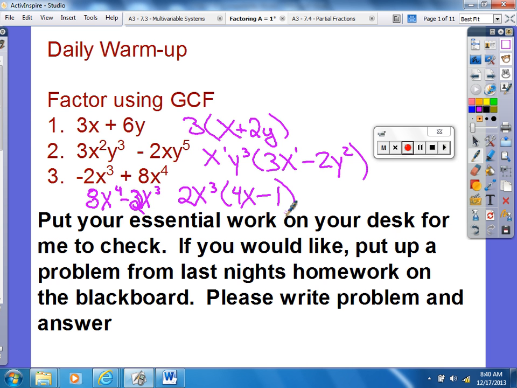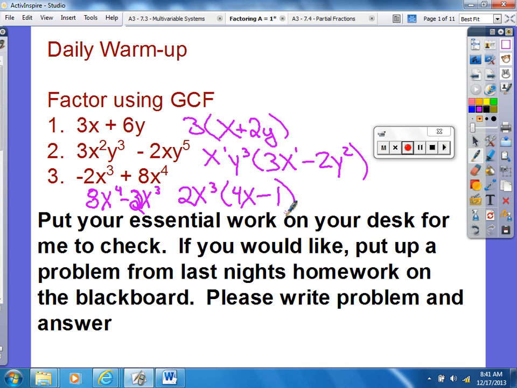Okay. And Spencer, yesterday, that's where I talked through the entire process. What number comes out of everything, what letters are in common, what's the smallest exponent, and so on. Okay? Are there any questions on GCF again today? Tomorrow we're going to do some problems again with it, so you should feel a little bit more comfortable.